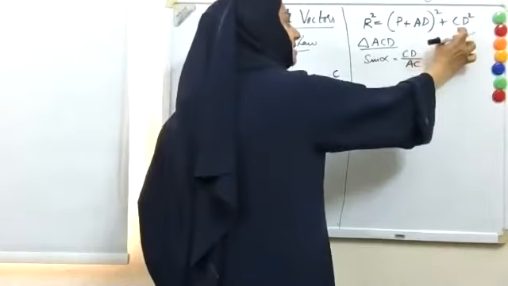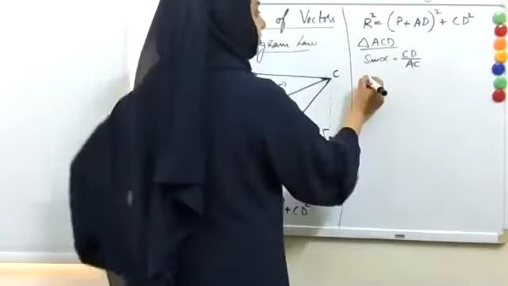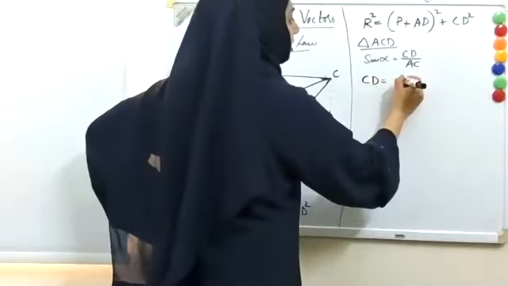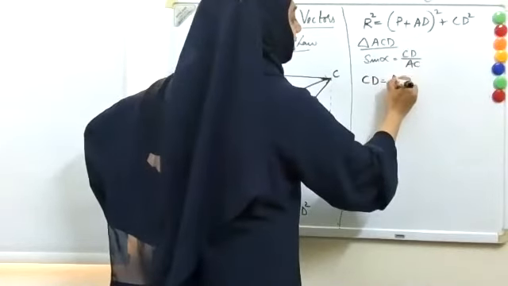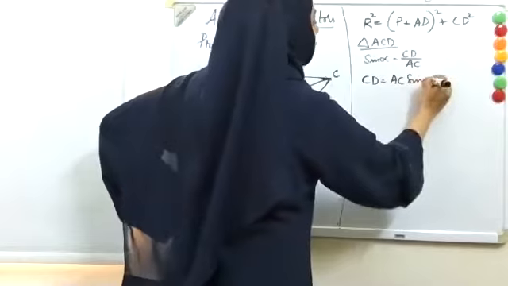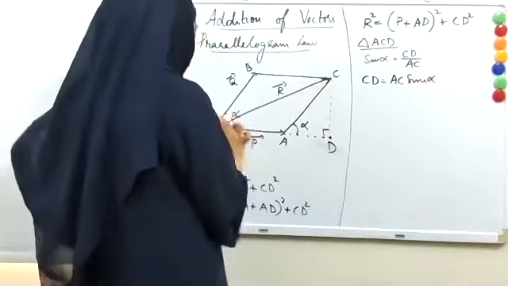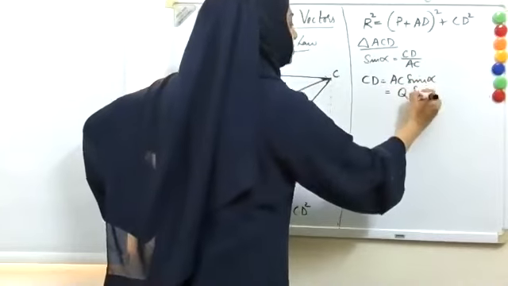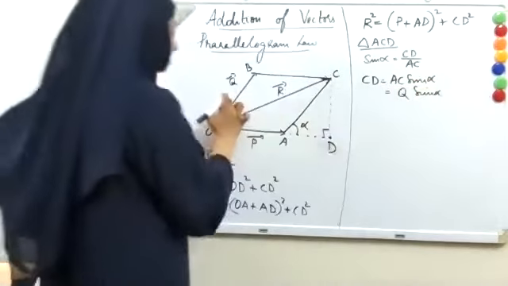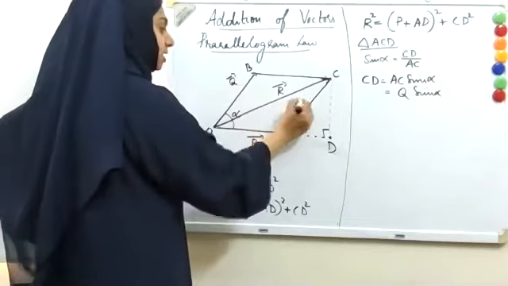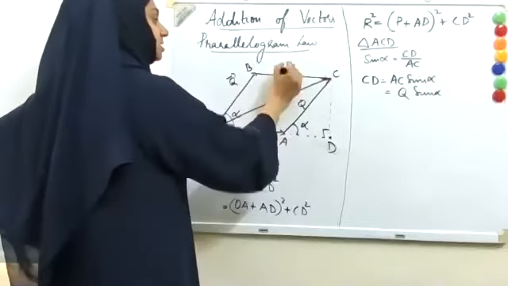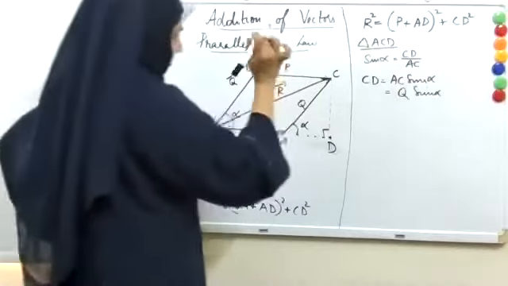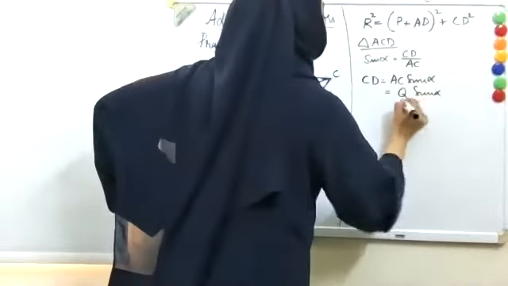Now I need CD here, right? So I can write that CD is equal to AC into sine alpha. But AC I know is the same as Q, so I can write this as Q sine alpha, because this Q and this Q are the same. These are Q and these are P, so they are the same. So I got an expression for CD.